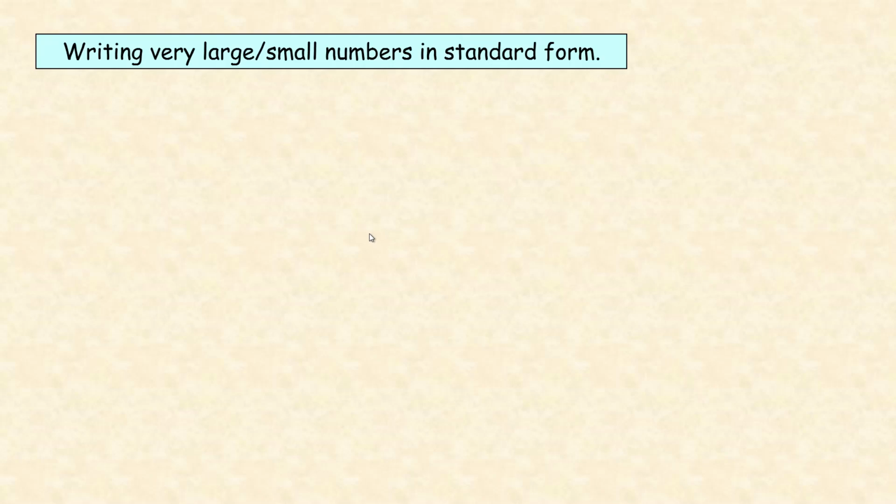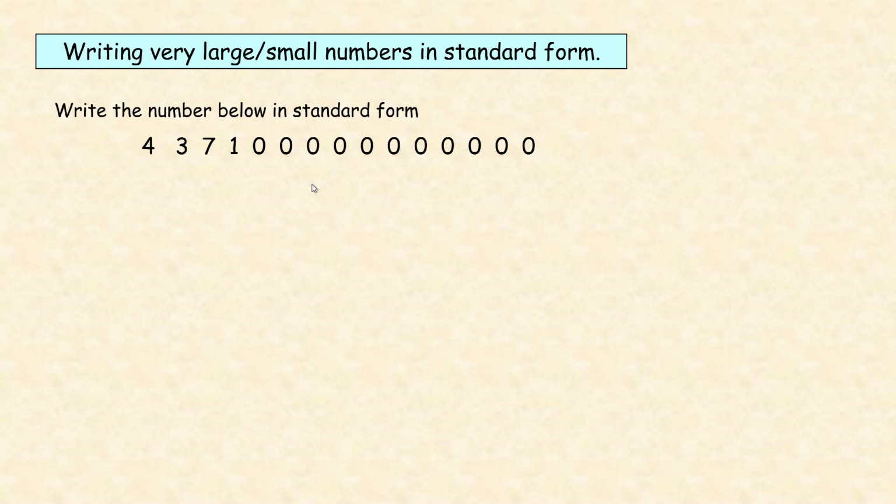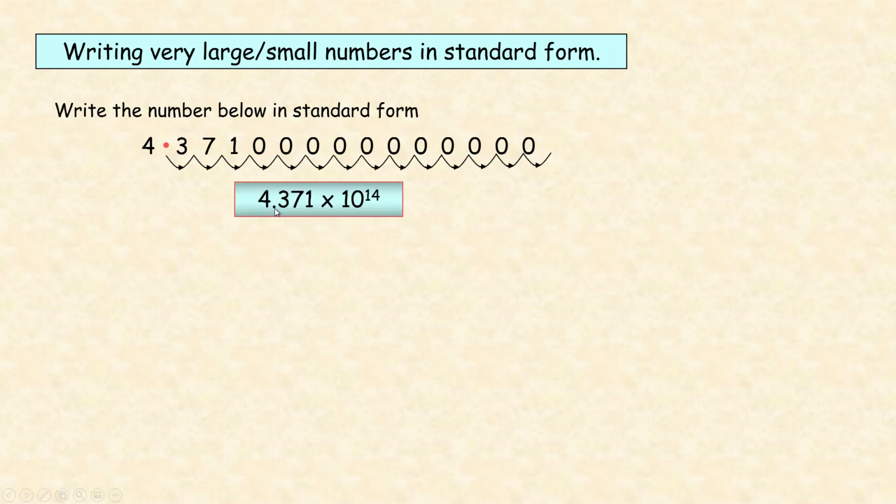Okay, so in standard form, we can write numbers that are very large or very small. So it says here, write the number below in standard form. Well, we know because it's such a large number, the decimal point is going to be on the end. But we want to put our decimal point here, 4 point something, so 4.371 times 10 to the power. And we count where we've now placed the decimal point from where it was. We count forward and we get 4.371 times 10 to the power of 14, and that's standard form.